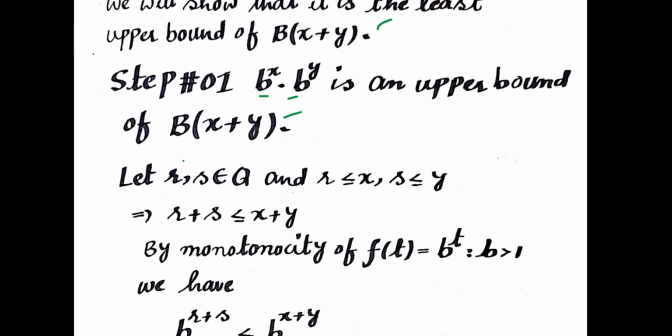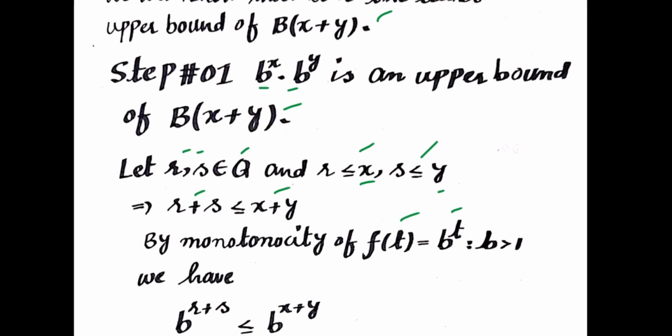Let r and s be two rational numbers, where r is less than or equal to x and s is less than or equal to y, where x and y are real numbers. By adding both sides, we have r plus s is less than or equal to x plus y. By monotonicity of f(t) equal to b raised to power t, again using the concept of the supremum here.